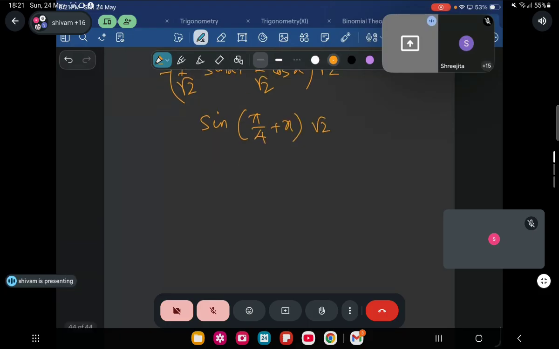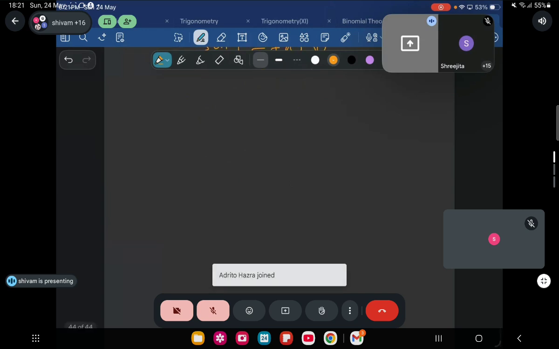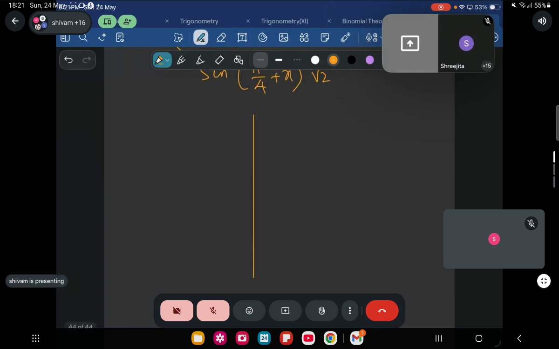Okay. This is the graph we need to draw. We need to draw the graph of root 2 into sin of pi by 4 plus x. Let us start. So at x equal to 0, what is the value of sin? 1 by root 2 into root 2, that is 1. So it will start from 1. Can you people understand? It will start from 1.